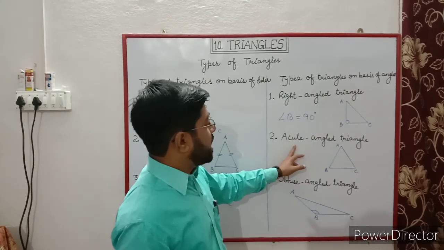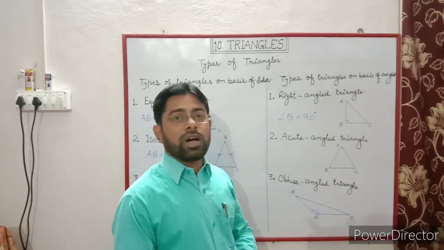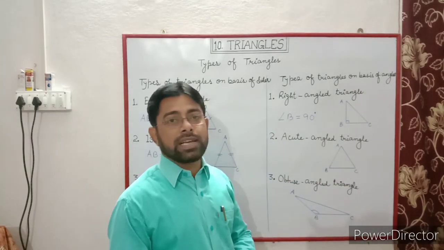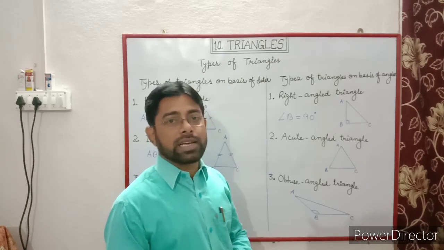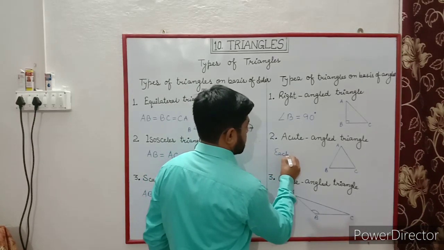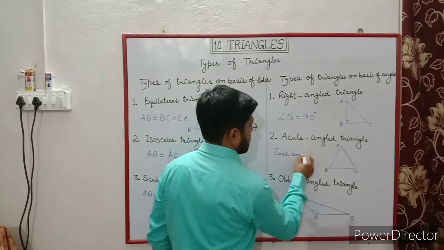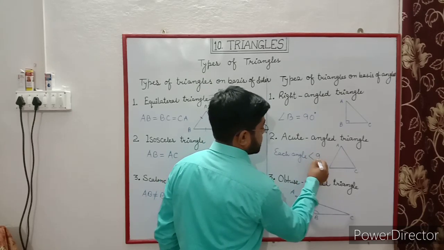Now second, acute angle triangle. If all three angles of a triangle are less than 90 degree, it is called acute angle triangle. That means each angle less than 90 degree.